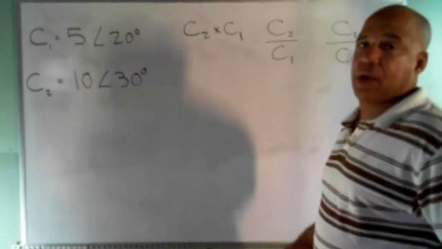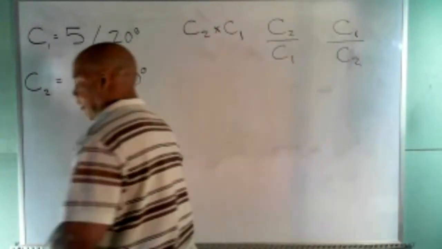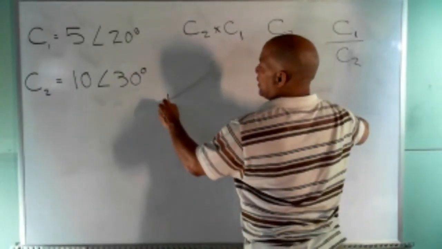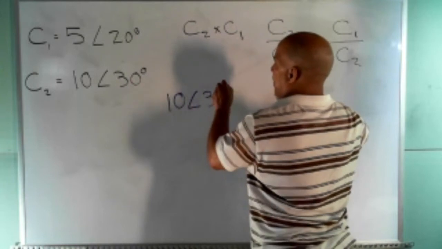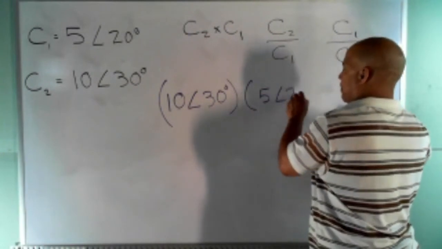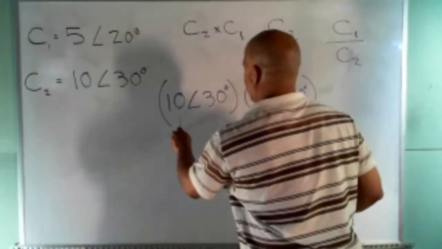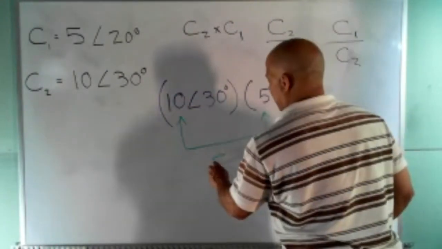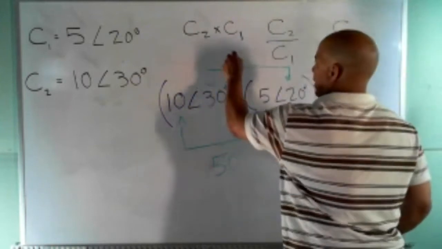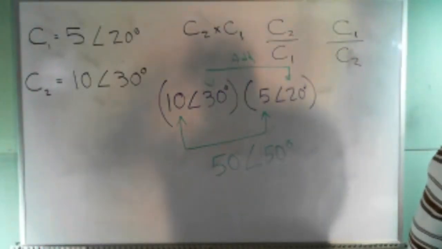Well, if you're in polar form, multiplication is easy because all you do is multiply the magnitudes and add the angles. So for this one, I got C2, which is 10 angle 30. I'm going to multiply that by C1, which is 5 angle 20. You multiply the magnitudes, 10 times 5, I get 50. And you add the angles. I get 50 angle 50. So that's really easy if you have it in polar form.